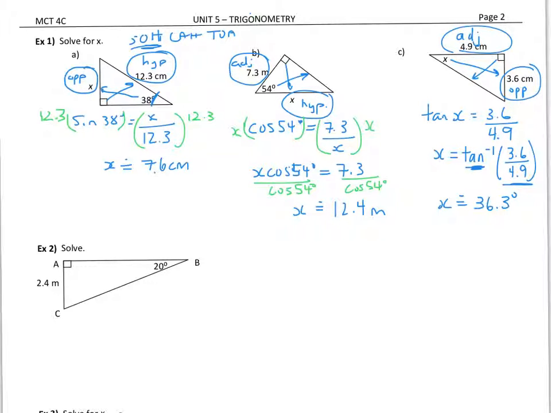All right, so solve. This one says solve. Remember, it means find all missing side lengths and all missing angles. Based on what we have here, I already have a 90-degree angle, a 20-degree angle.